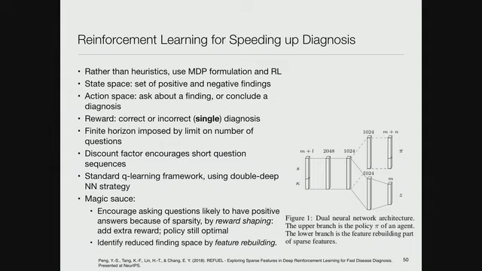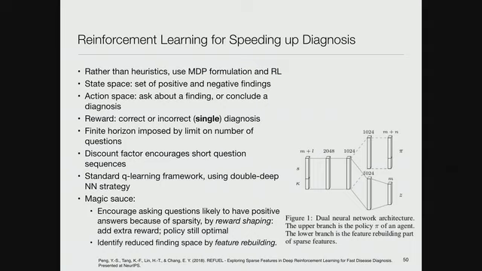The state space is the set of positive and negative findings. The action space is to ask about a finding or conclude a diagnosis. The reward is the correct or incorrect single diagnosis. So once you reach a diagnosis, the process stops and you get your reward. It's finite horizon because they impose a limit on the number of questions. If you don't get an answer by then, you lose, you get a -1 reward.